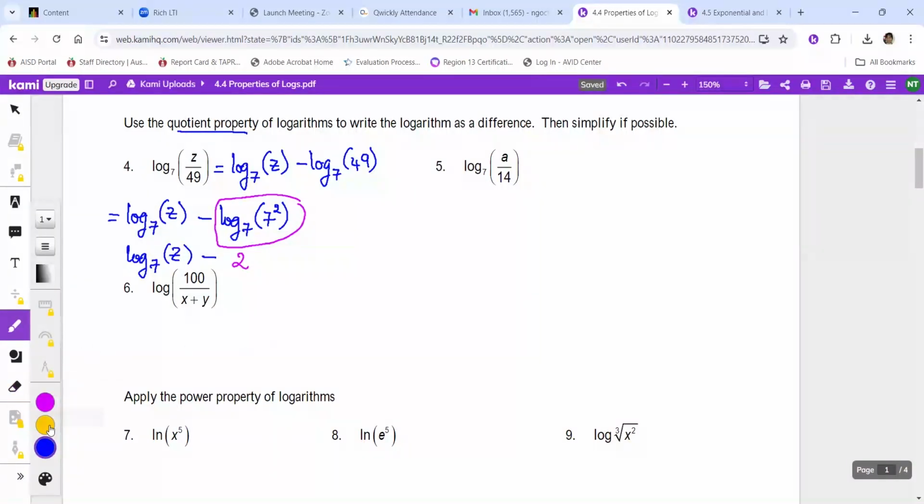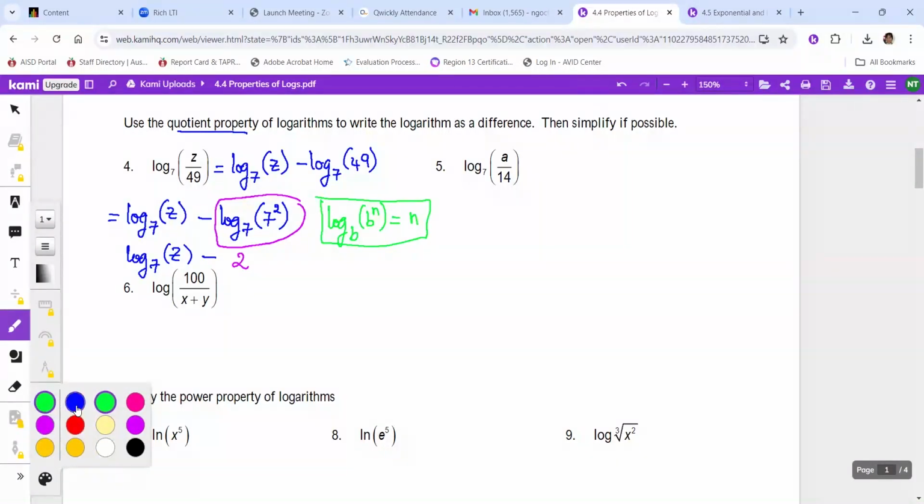So again, go back to the 4 basic properties. This is log base b of b to the power n, which equals n. And we also explain why, so you can look at the previous notes. Okay, move on to the next one.